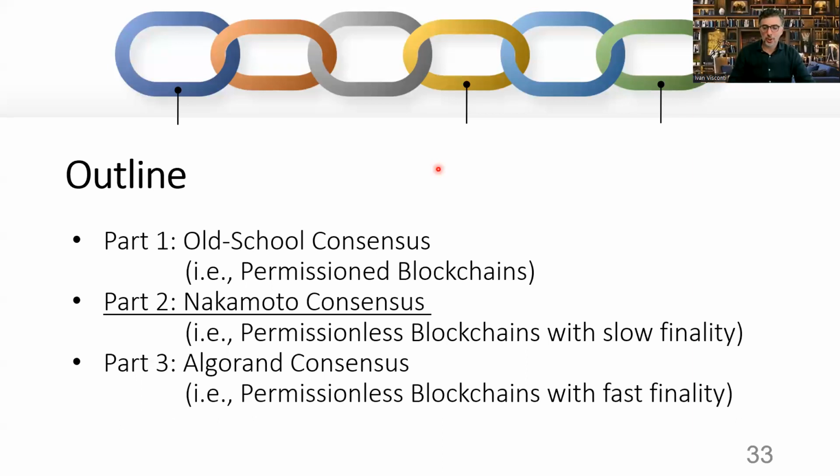Okay, so congratulations, you survived part 1. Let's now start with part 2. You now have an idea what a permissioned blockchain is and how it can be constructed. Let's see what is the gift that Nakamoto gave us.